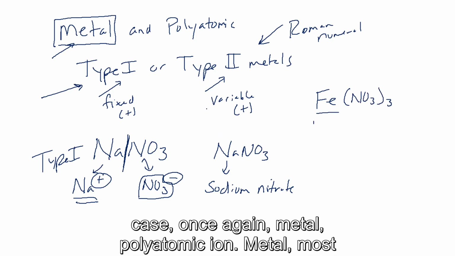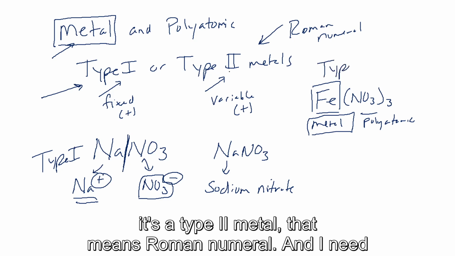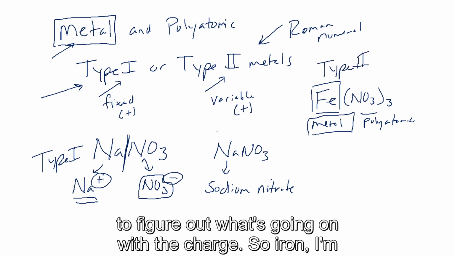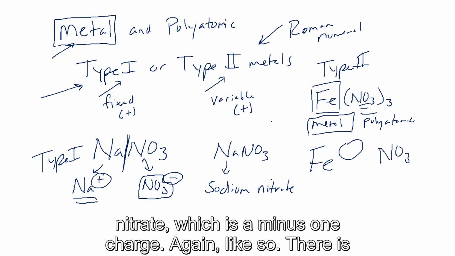Once again, metal, polyatomic ion. The metal is most important here. That is a transition metal, which means it's a type 2 metal. That means Roman numeral, and I need to figure out what's going on with the charge. So iron, I'm maybe not sure what it is. I do know my polyatomic ion here is nitrate, which is a -1 charge, again, like so.